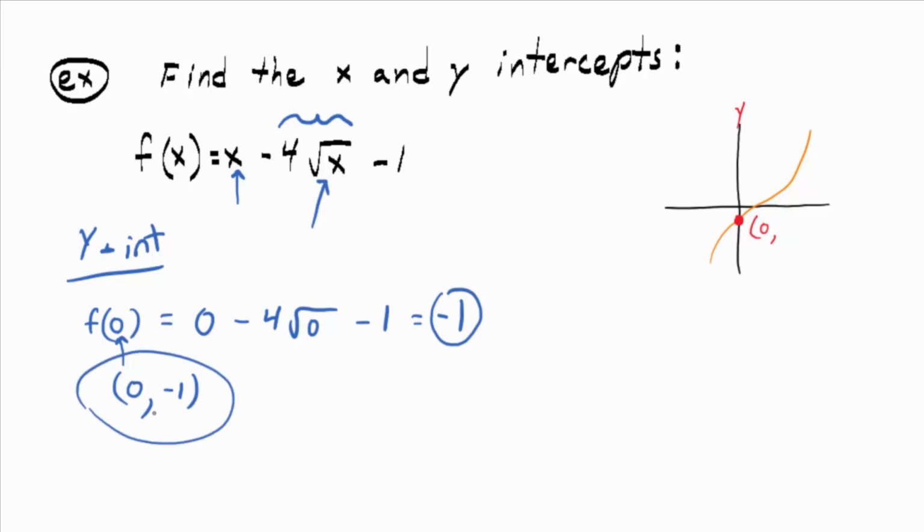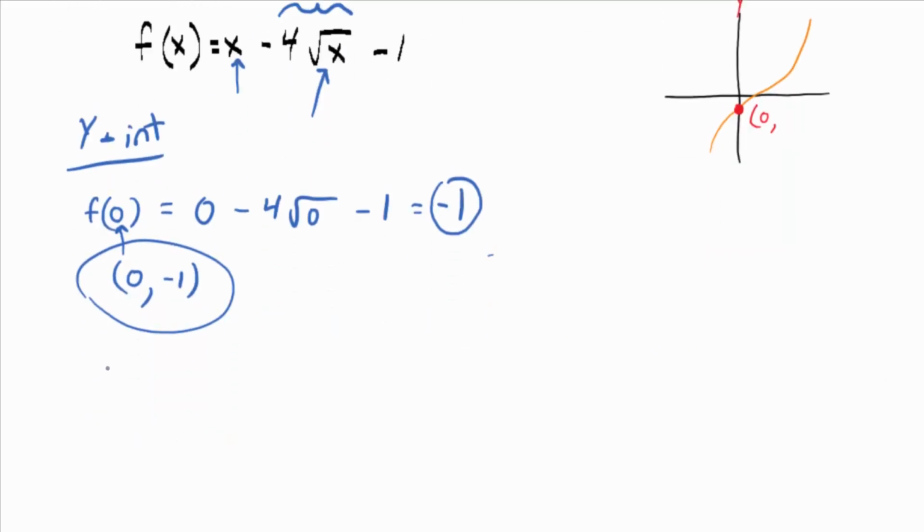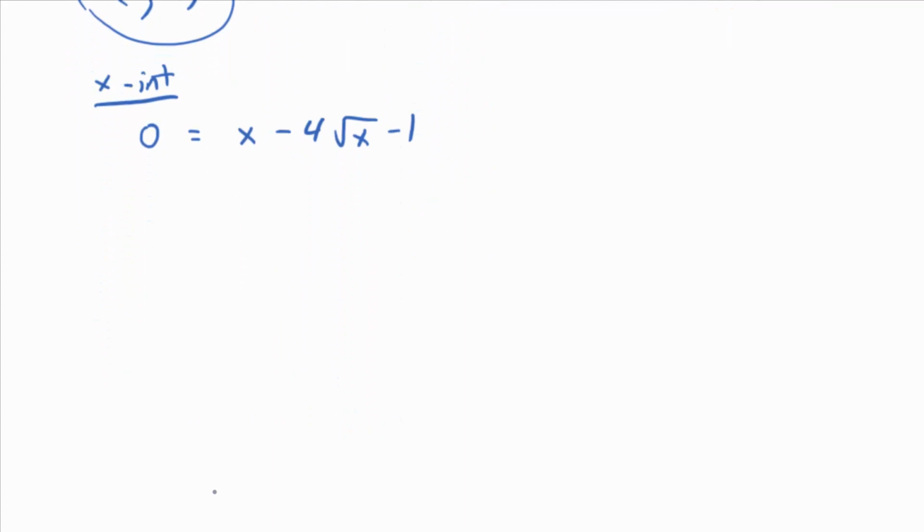Let me quickly find the x-intercept. Remember, the x-intercept can be a little harder to find. You set y equal to 0 to find the x-intercept, so you replace f of x, the whole thing, with 0. And you get 0 equals x minus 4 root x minus 1. And so you have to solve this equation so it breaks down to something that looks like a previous example. In fact, we just did something similar to this.